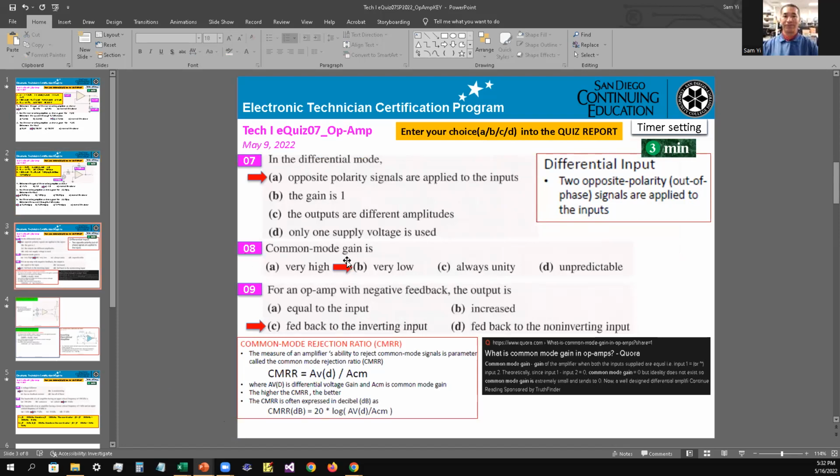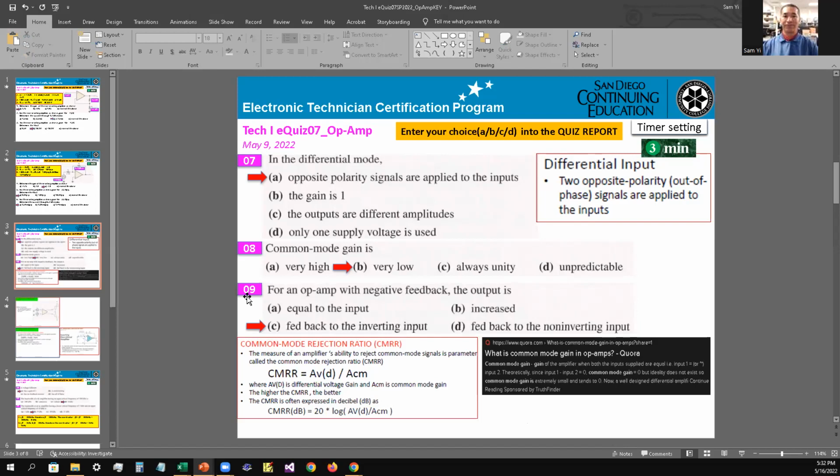Now, number 8, the common mode gain. Common mode gain is very low because it follows this formula. CMRR equals the differential voltage gain divided by the common mode gain. The goal is to get the CMRR to be high. Therefore, in order for this to be very, very high, the A_CM has to be very, very low. So the answer is B as in Bob for number 8.